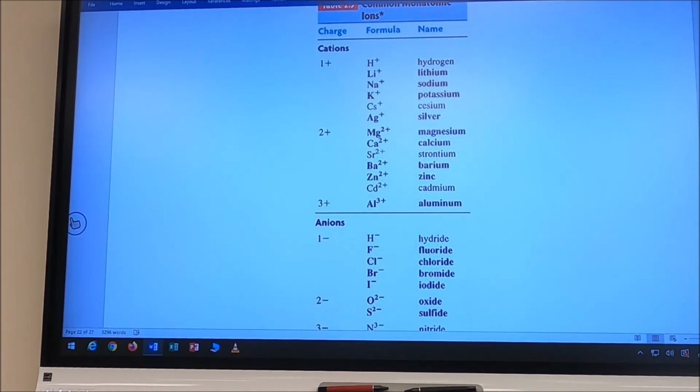So if you look at this handy dandy chart, there's our alkali metals and silver at 1+, the alkaline earth metals at 2+, and notice aluminum there at 3+. The name of the ion is just the name of the metal, and you tack the word ion on it. Okay? We'll come back to this chart when we're talking about anions.